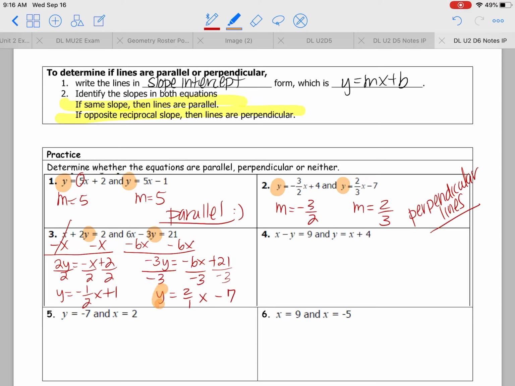So once I already have my equations in y equals, then I can just simply identify the slope. The slope here is negative 1/2. The slope here is positive 2 over 1. And what do you notice? Are the lines parallel, perpendicular, or neither? Very good. The lines are going to be perpendicular. You got it.